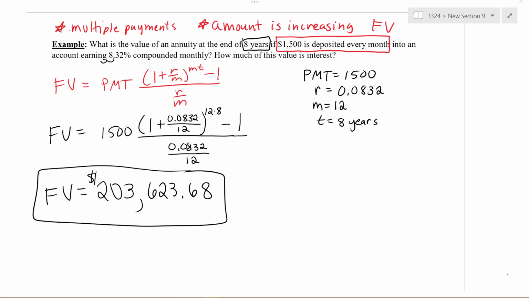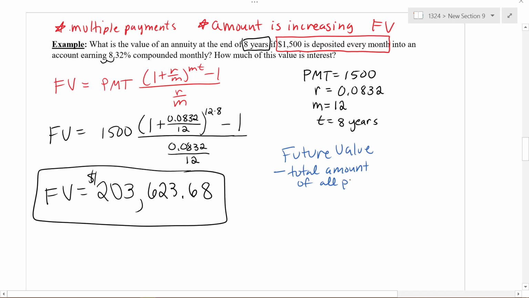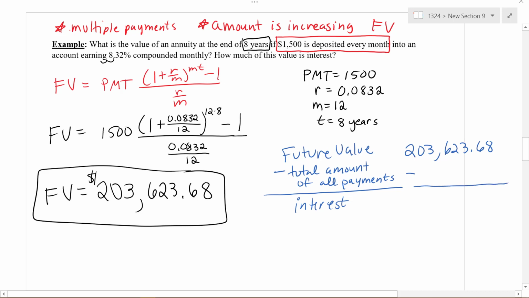And so our next question is, how much of this future value is interest? So to calculate the interest, we said we're going to do future value minus total amount of all payments. You can also call these deposits. When we do that subtraction, what's left over is the interest that was earned during the length of the annuity. So the future value we know is $203,623.68. So we need to figure out what was the total amount of all payments.